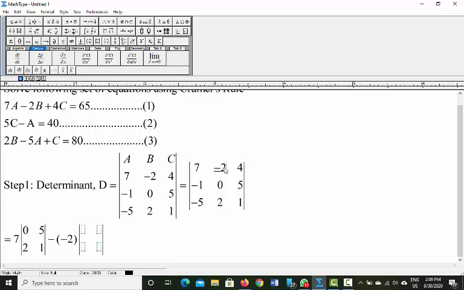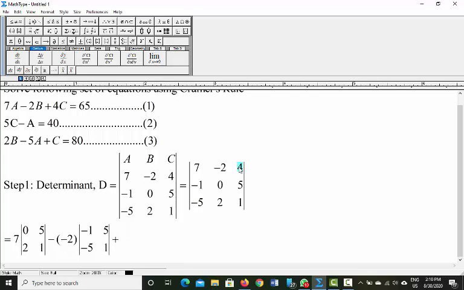Right. So now we are taking this one. This is in the first row, we will ignore the first row. This is in the second column, we will ignore the second column. So we will be left with what? Minus 1 5 minus 5 1. And then we will have a plus.